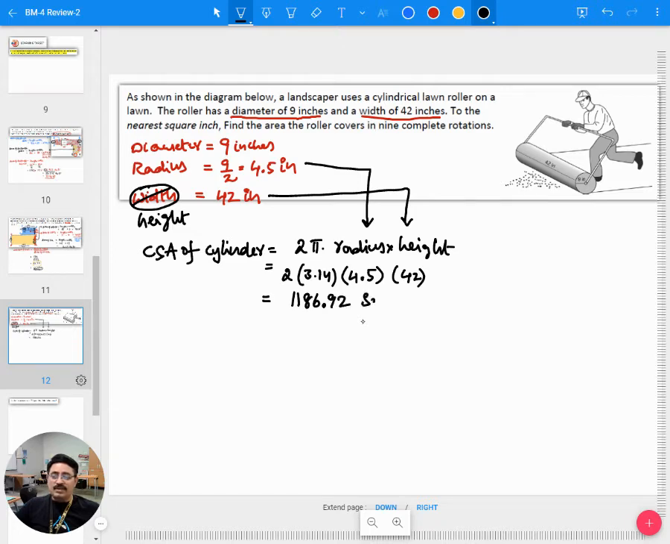1186.92 square inches. Okay, next, in one rotation, this much area is covered, whereas the question says that in 9 rotations. So again, I'm repeating, in one rotation the lawn roller covers this much area, then in 9 rotations, how much area is covered?